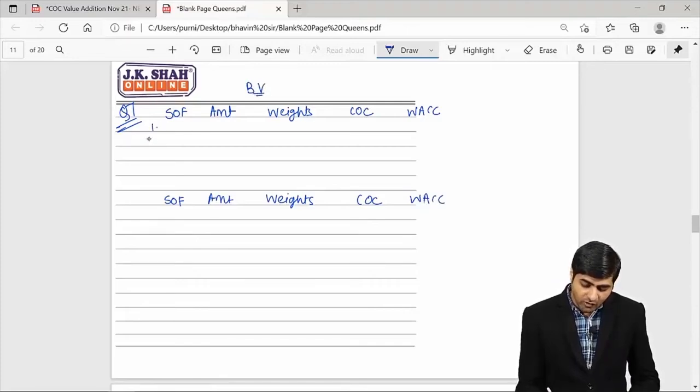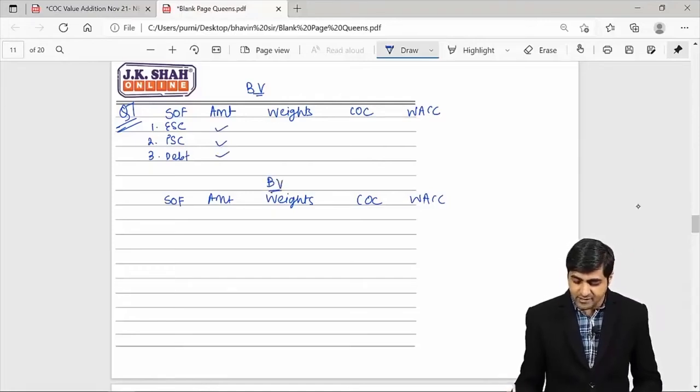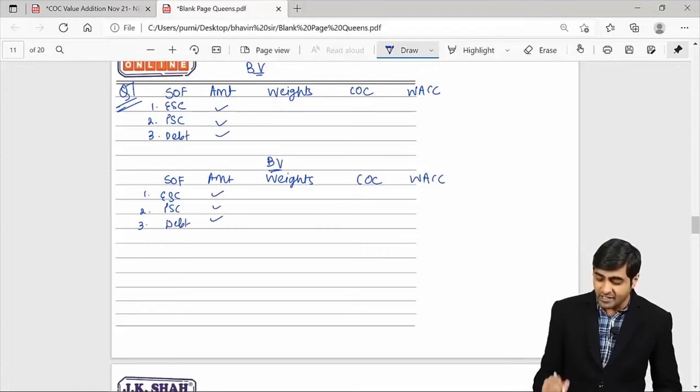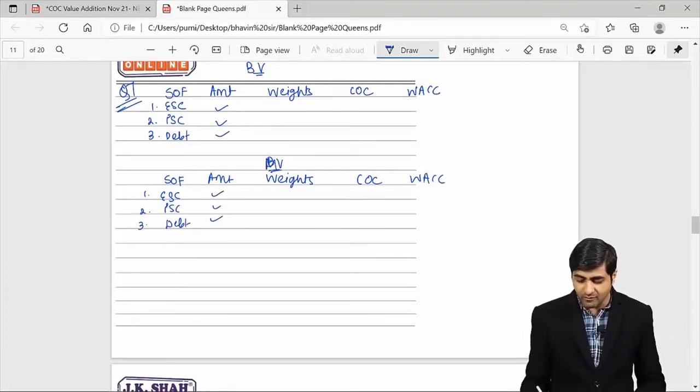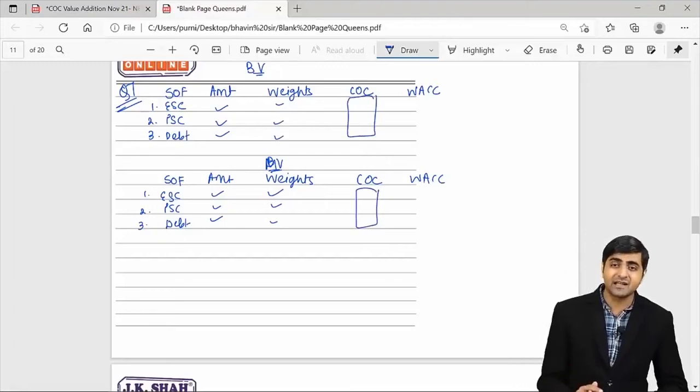So guys, if this is book value weights, your amount column of equity share capital, preference share capital, and debentures, you will write down from the balance sheet which is given to you. And for market value weights, you all are aware that for your equity share capital, preference share capital and debentures, in the amount column you will be writing down the market values. Okay. So in your market value weights, we will be writing down the market values and then the weights will be accordingly calculated. Now guys, this COC, your cost of capital, will remain the same whether it is book value or market value.